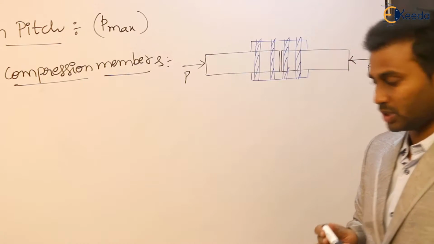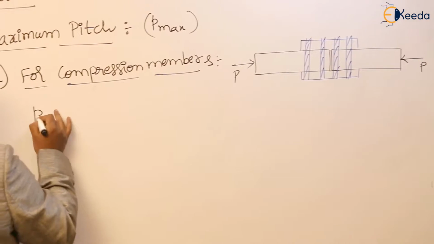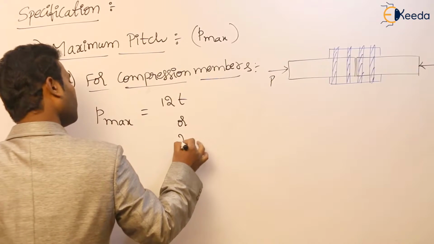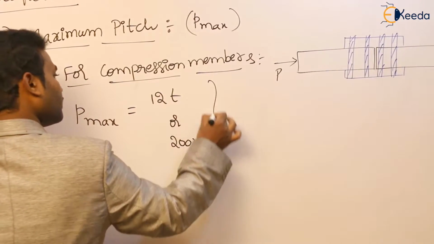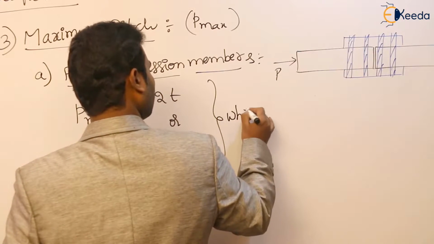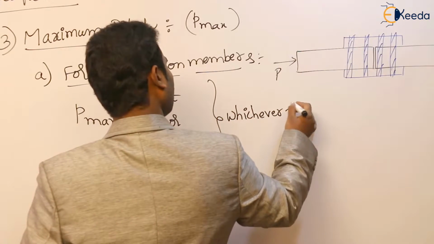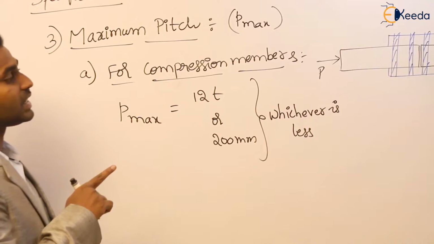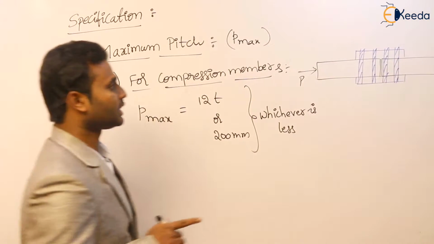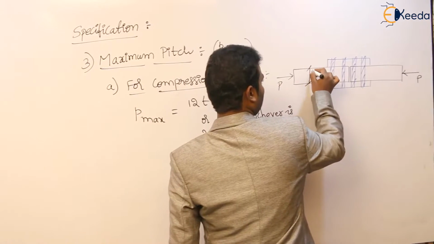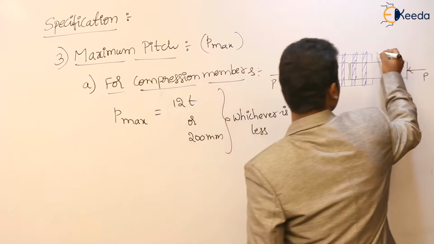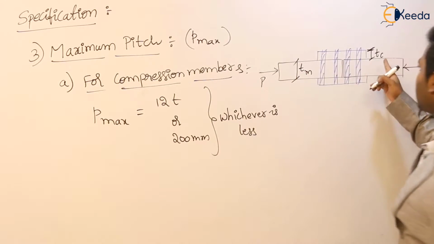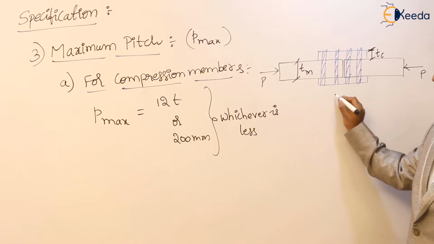what is the maximum pitch? The maximum pitch Pmax in this case is 12T or 200 mm, whichever is less. Here T is the thickness of the thinner member. This is the thickness of the main plate and this is the thickness of the cover plate. TC is the thickness of the cover plate and TM is the thickness of the main plate.